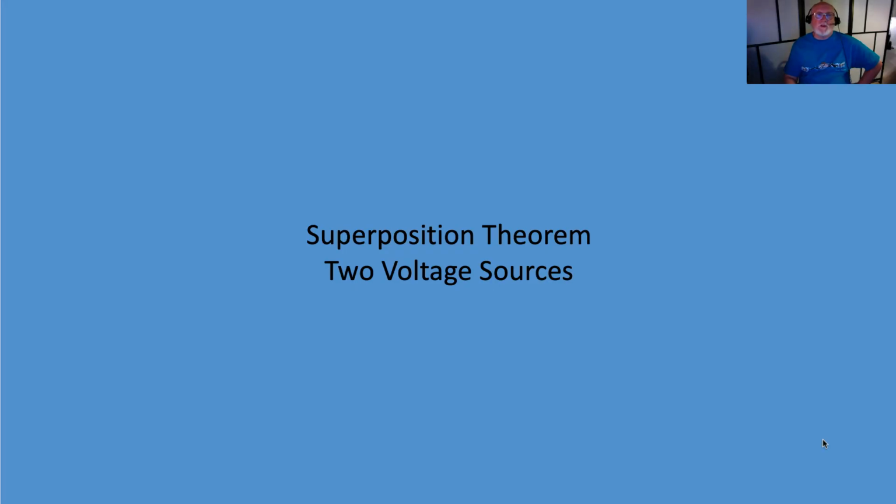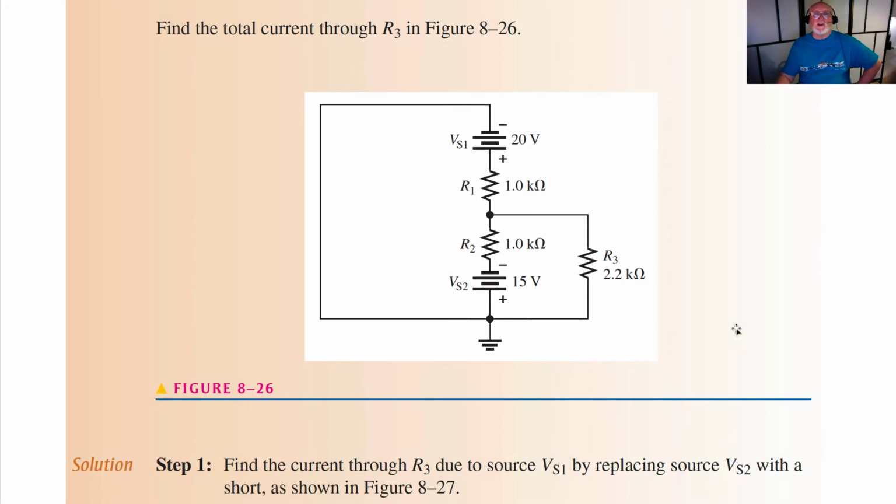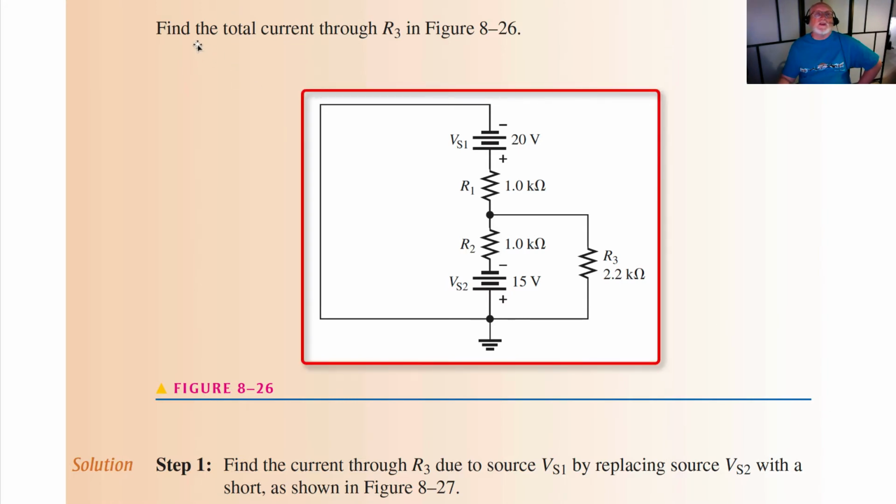Superposition then with two voltage sources. Okay, this one looks a little different. They want us to find the total current through R3 in the diagram. So we've got R3 hanging off on the side here to the far right.